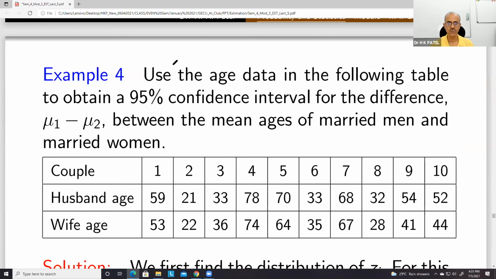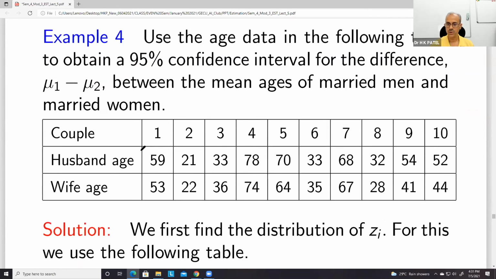So suppose we have age data in the following table, to obtain a 95% confidence interval for the difference between the mean ages of married men and married women. So 10 couples are taken, data from 10 couples. Husband age and wife age are given here.